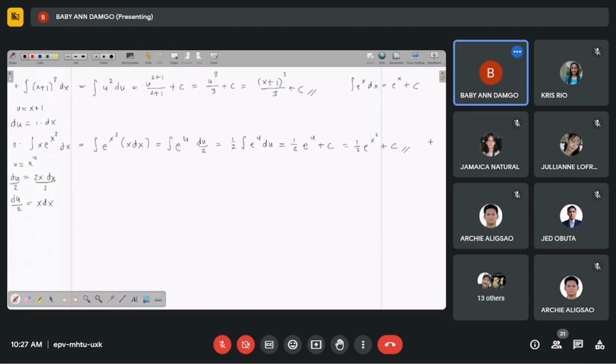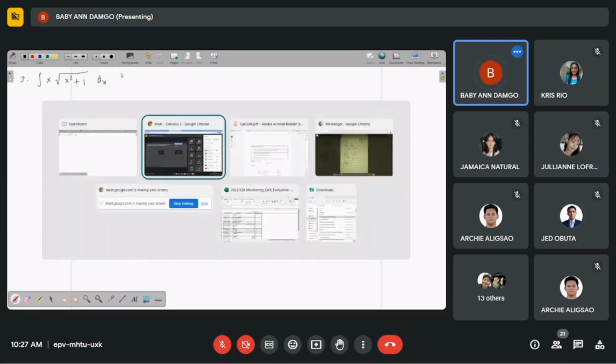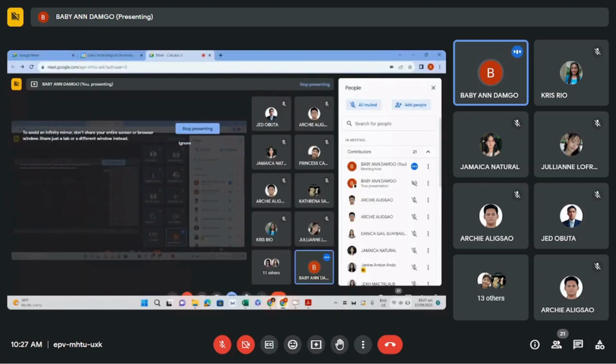Okay. So, practice for number 3. Integration x square root of x squared plus 1 dx. Okay? So, unsa man, kaya ang 5 minutes or 10 minutes? Oh, no objection? So, 5 minutes. Balik ta, time check, it's 10:27. So, balik ta at 10:32.